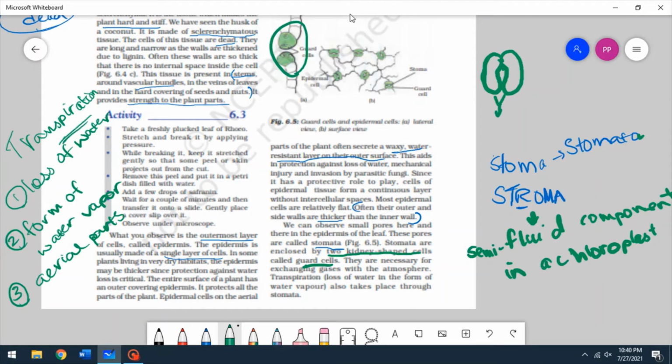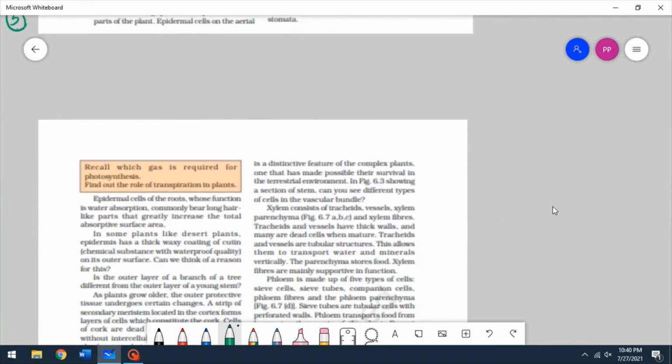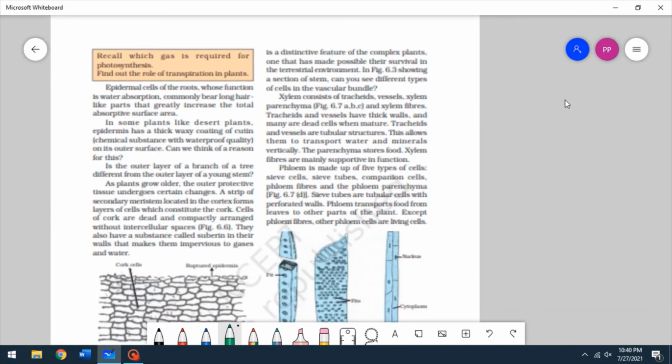Okay, so the guard cells, they are responsible for the exchange of gases between the inside of the plant and the atmosphere, and there is a relatively complex process that occurs to facilitate the exchange of gases between the plant and the atmosphere.